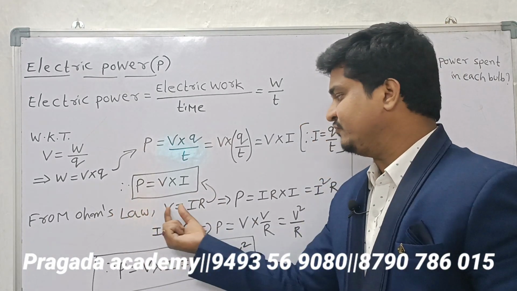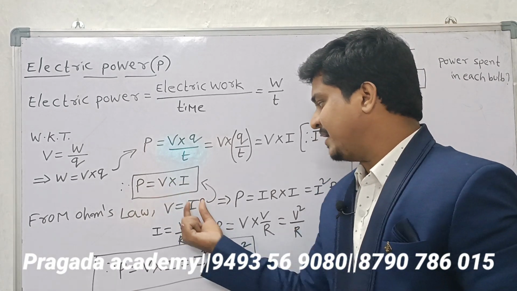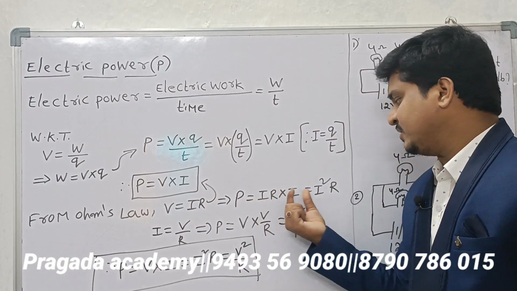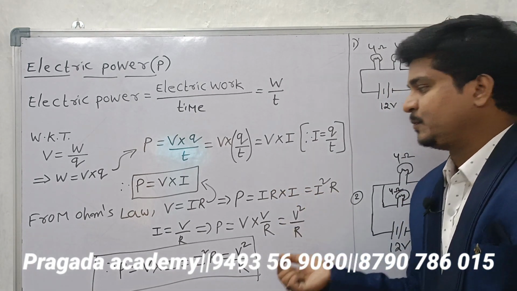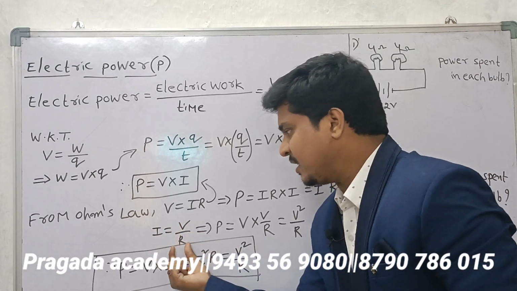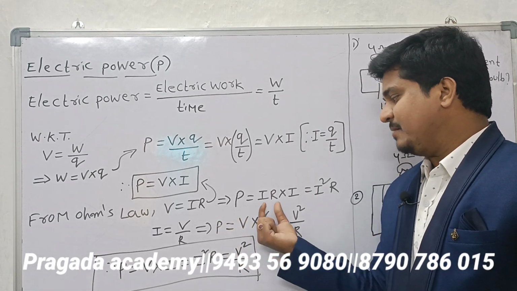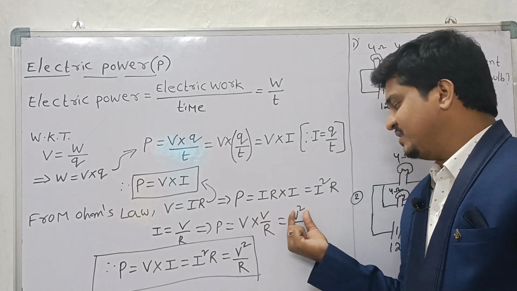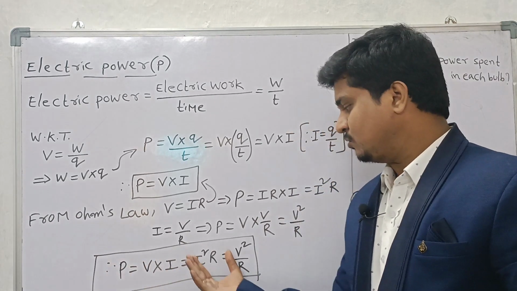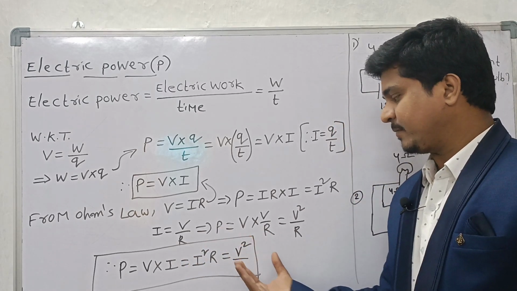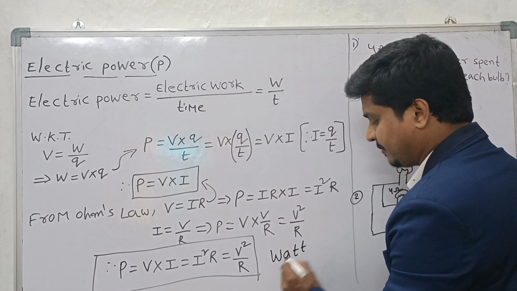From Ohm's law, V equals IR. From that, you replace the V value by I into R. So P is equal to IR into I. You will get I into I, I square. So the formula will be I square R. Suppose you replace the I value by V by R from Ohm's law, you will get the power formula as V into I, meaning V into V by R. You can write V square by R. So what formula did you get? Power is equal to voltage into current, or I square R, or V square by R, and power has the practical unit watt, W-A-T-T. This is the practical unit of power.